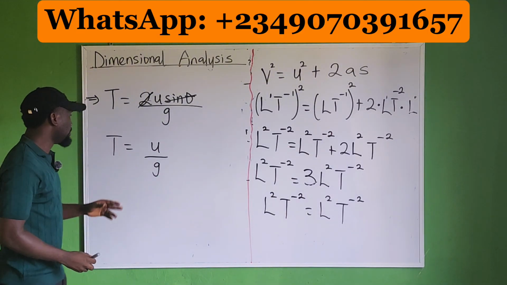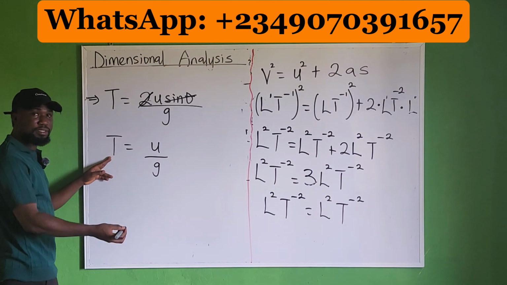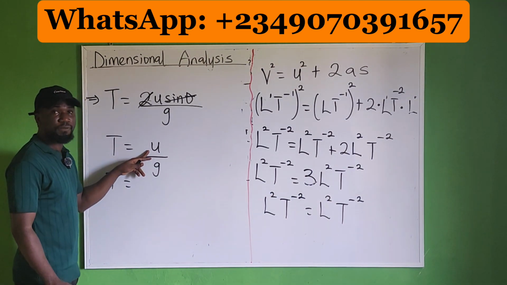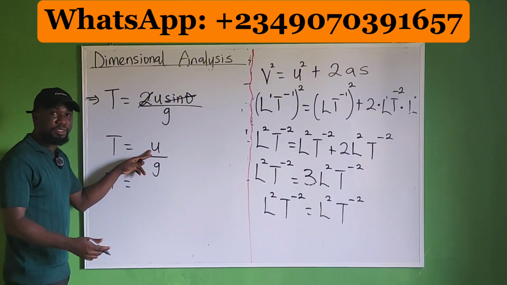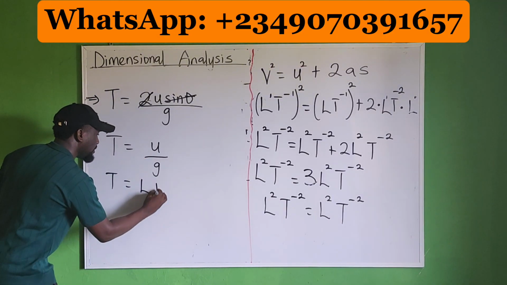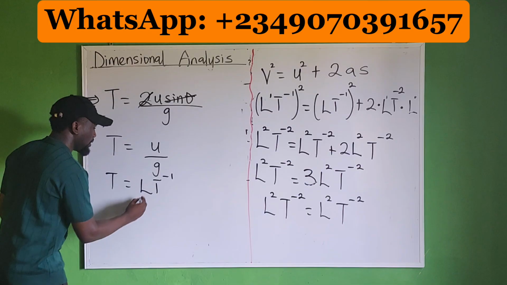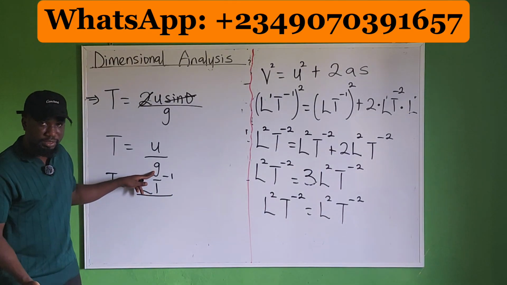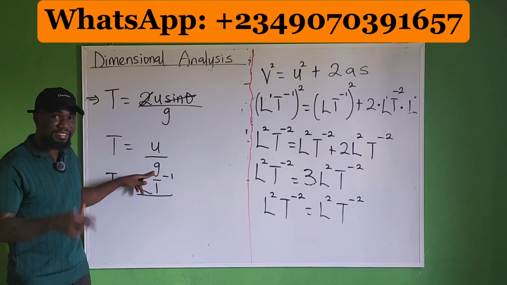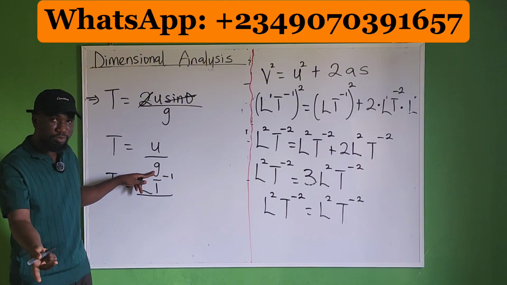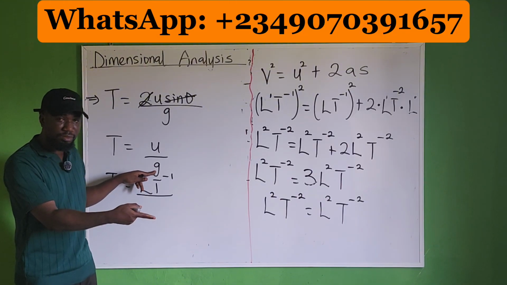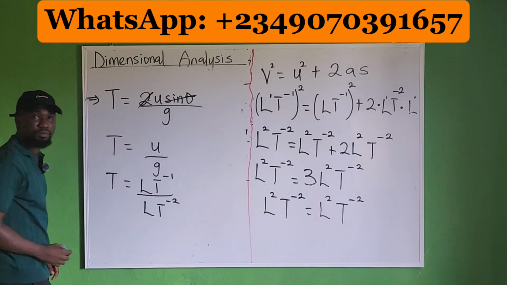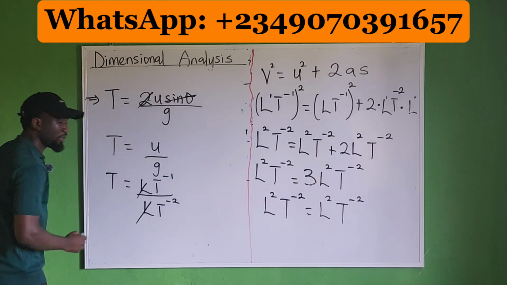So let's try to confirm if left hand side is equal to right hand side. For T now, T is still T. So T now equals, for U, that is velocity. And for velocity, the dimension is LT raised to power minus 1, divided by g, acceleration due to gravity. What will be the unit now? That's LT raised to power minus 2, the same thing with acceleration. So L, we cancel L.